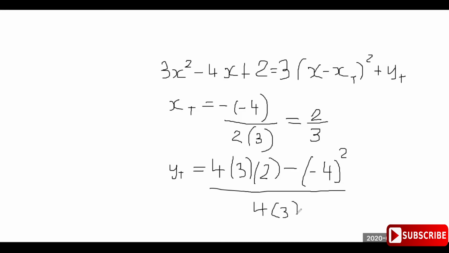So let's put all of that in our calculator. What we get is 4 times 3 is 12, times 2 is 24. And so we get 24 minus 16. 24 minus 16 is 8 over 4 times 3, which is 12. And 8 over 12 is 2 over 3.